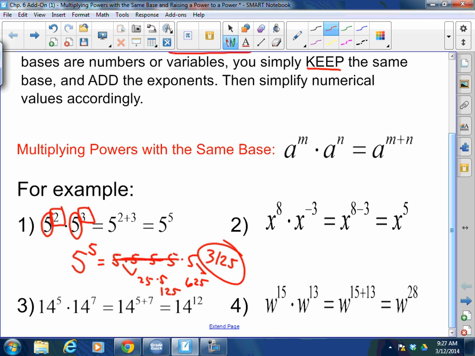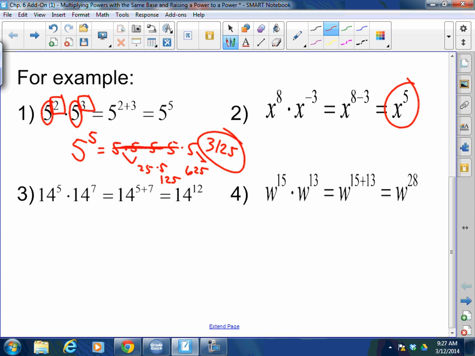x to the a times x to the negative 3. Keep the base and add the exponents. What is 8 plus a negative 3? 5, so I have x to the 5th power. Does that make sense, folks?